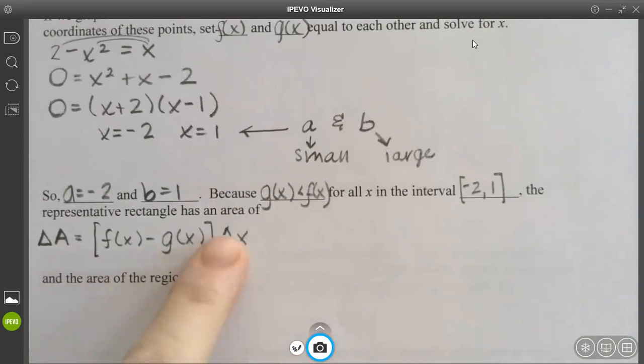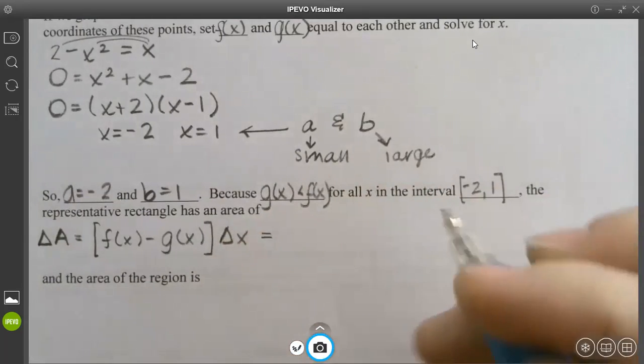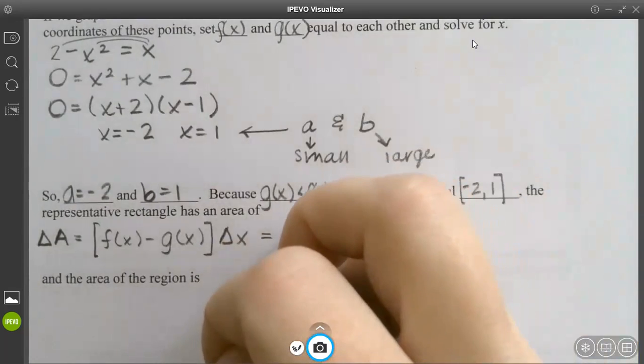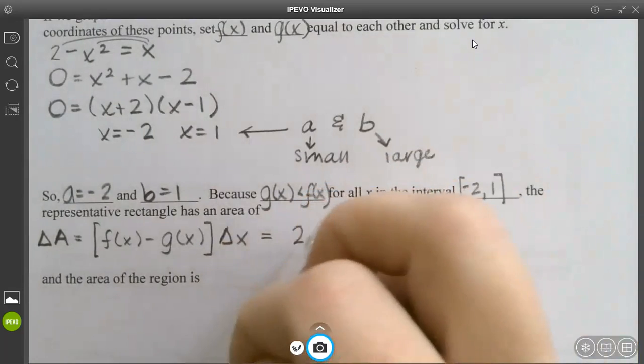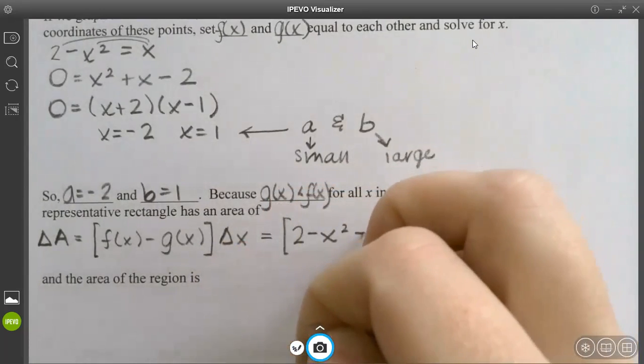Again, you don't have to write this all the time. All we're doing is subtracting our function. So I just want you to know where everything comes from. Which one is f of x? And we're going to subtract, what was g of x? X.